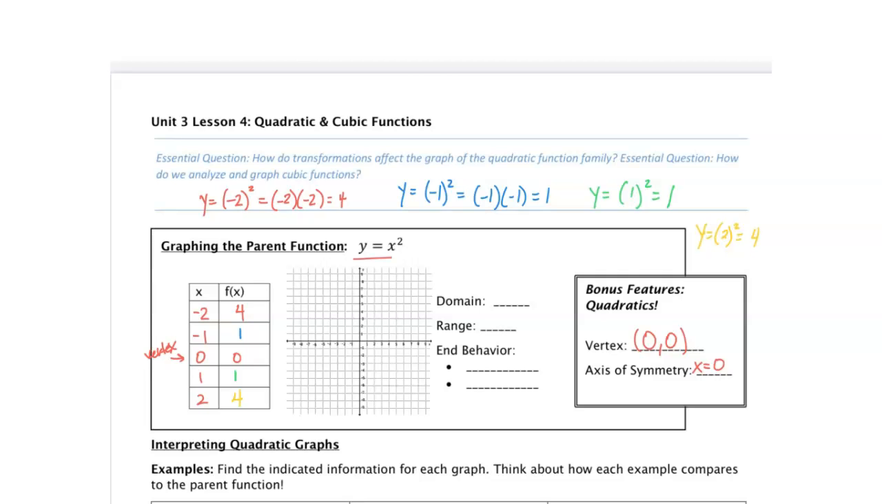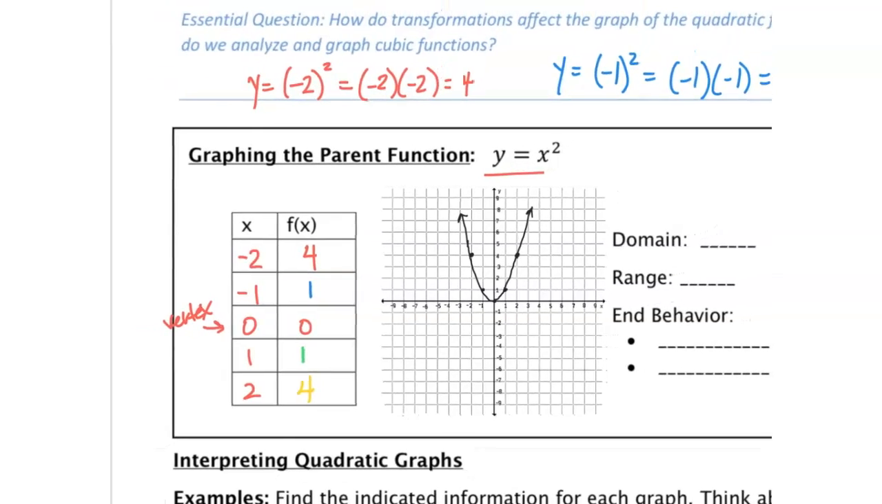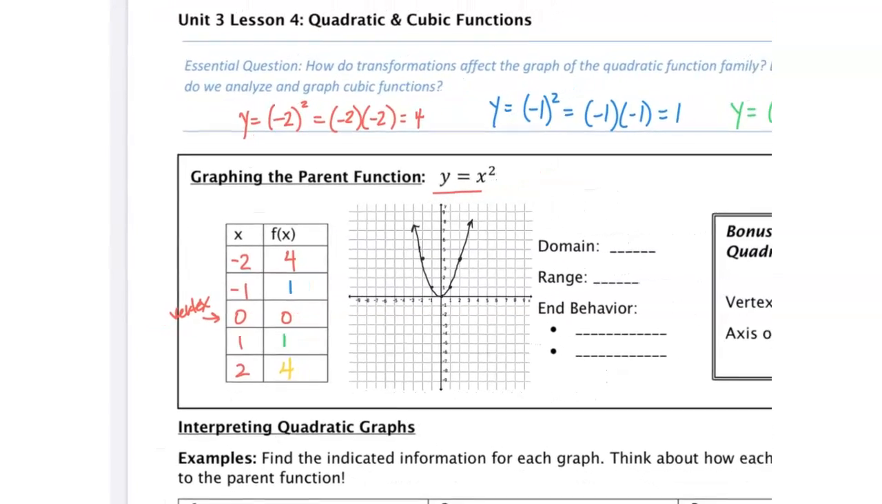Let's go ahead and plot these points. So our points have been plotted, and we're going to go ahead and connect our points here so that they form a U shape. If you remember from lesson 1, quadratic functions form U shapes, which are called parabolas. So we have our U-shaped function. This is what the parent function of y equals x squared looks like.